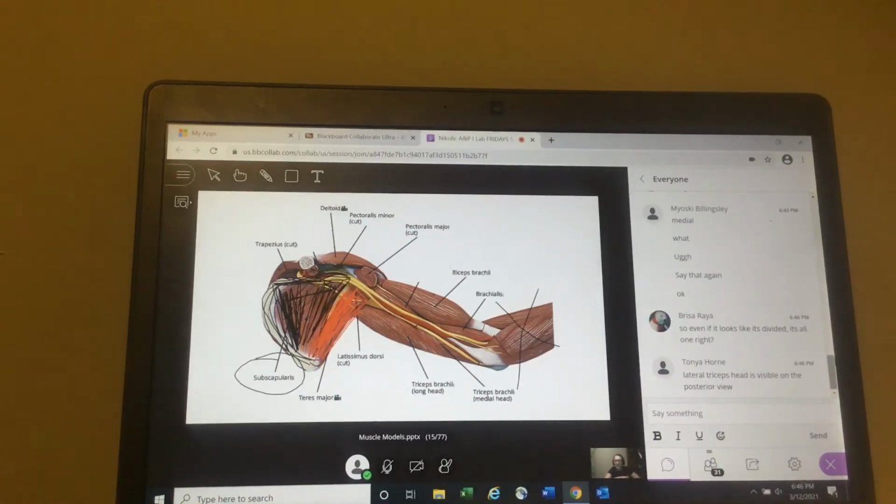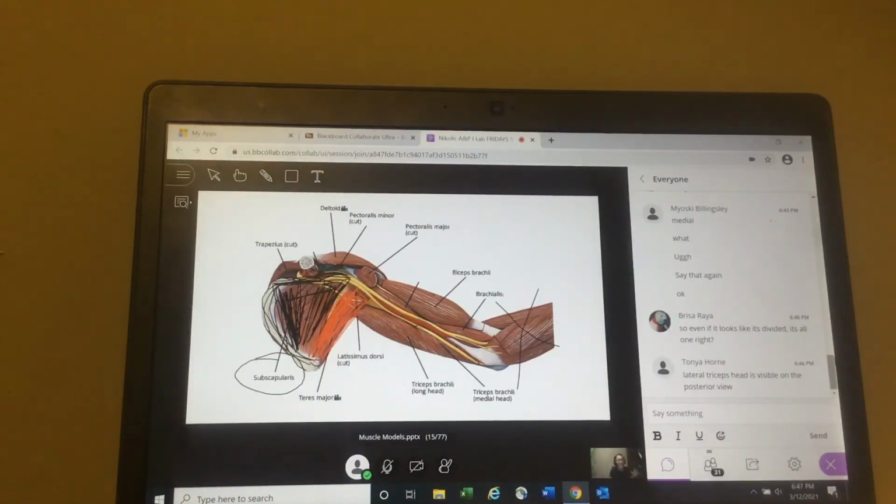Lateral triceps head is visible on the posterior view. Yes, the lateral triceps head is the major part of the triceps that you can see. And that's a big difference. You can't see the lateral in this particular image. Now, it gets very interesting in a couple slides. So for now, yes, you're right. And for now, we're just going to go with, in this orientation, anterior, high five, you can see mostly the long head of the triceps. Posterior, most of what you can see is the lateral head.